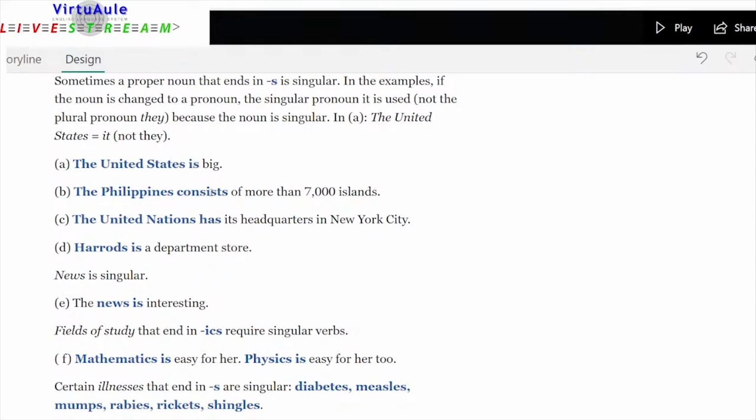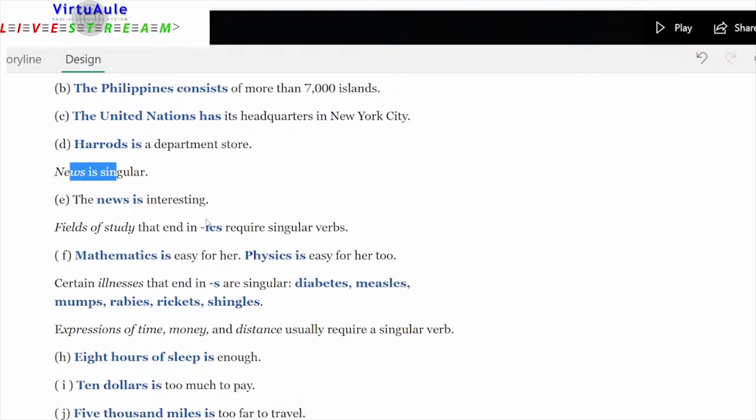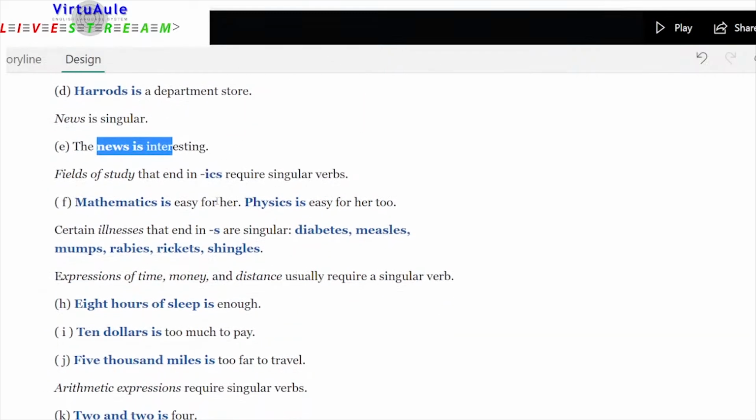The Philippines consists of more than 7,000 islands. Philippines, plural, but we have the singular verb because it's considered one. The United Nations has its headquarters in New York City. United Nations seems to be plural, but it's really singular. Harrods is a department store. That's the proper name. Harrods has an S, but it's not plural. News is singular. The news is interesting. That's a common mistake. Always singular.